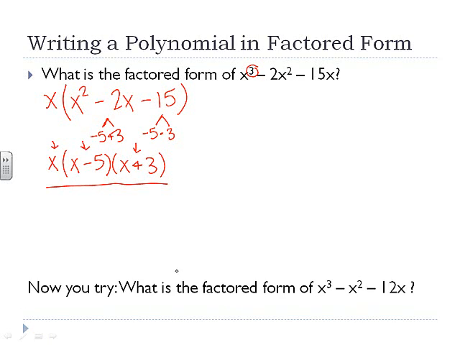So, now you try. What is the factored form of x cubed minus x squared minus 12x? Pause the video, try and factor this, and then replay to see the answer. Alright, so the factored form of this, we start by taking out the x, and then when you do that, you'll have to find the factors of negative 12 that make negative 1. So it gives you x plus 3 and x minus 4.